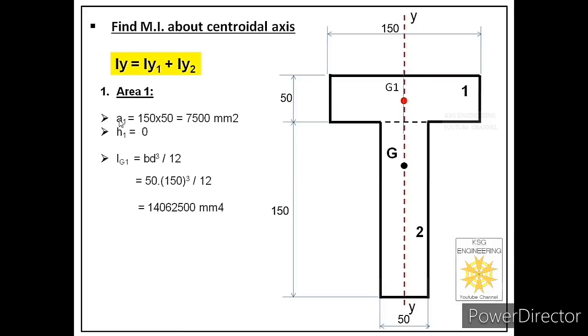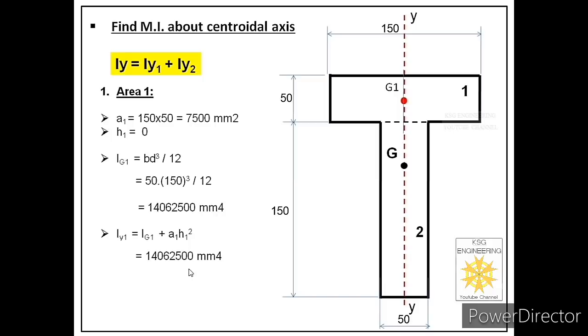Once you have the value of these three, then you can apply the parallel axis theorem to get the moment of inertia of area 1 about the main axis, that is called Ix1. But in this case we are using the y-axis, so it will be called Iy1. So Iy1 is equal to Ig1 plus A1 h1 square. So put these values, h1 is 0, so what do we get? We get that the moment of inertia of area 1 about its own centroidal axis is actually the moment of inertia of area 1 about the main axis, because the centroidal axis and main axis are at the same place. So that is why we got the same value.